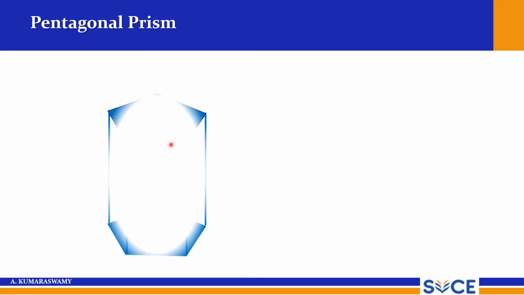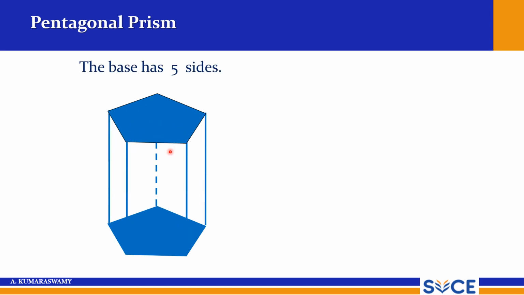And the pentagonal prism: this is a pentagon, and it has 5 sides. Based on the number of sides we have at the base, with that name we call that solid. Suppose the base shape is a pentagon, then it is called a pentagonal prism. If the base shape is a hexagon, then that solid is known as a hexagonal prism. So likewise we name the solids. Vertices are 10, edges are 15, faces are 7 here.